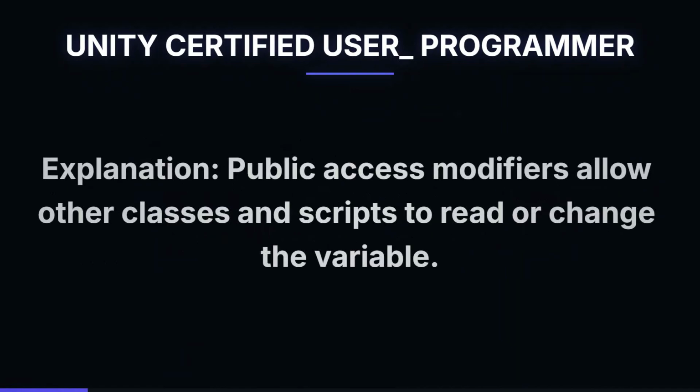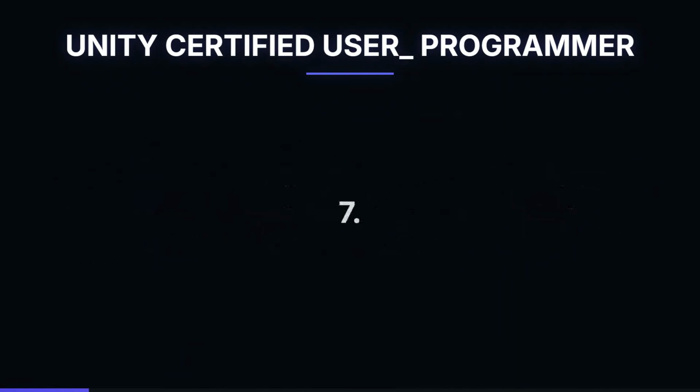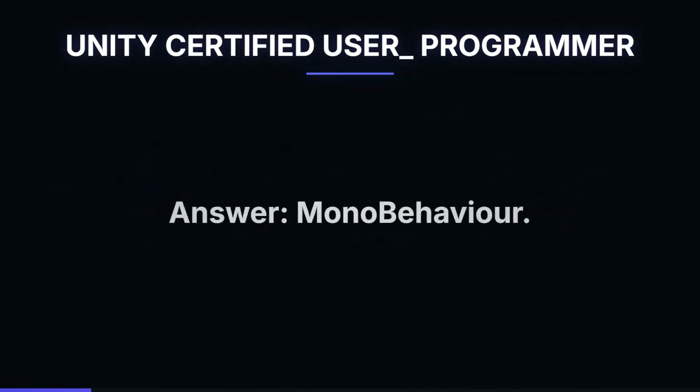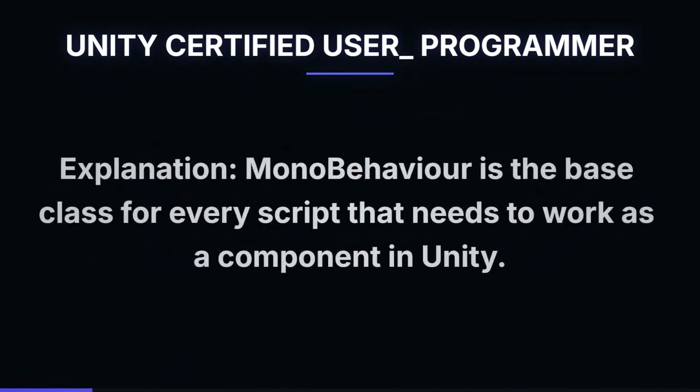Explanation: public access modifiers allow other classes and scripts to read or change the variable. 7. What must a script inherit from to be attached to a GameObject? Answer: MonoBehaviour. Explanation: MonoBehaviour is the base class for every script that needs to work as a component in Unity.